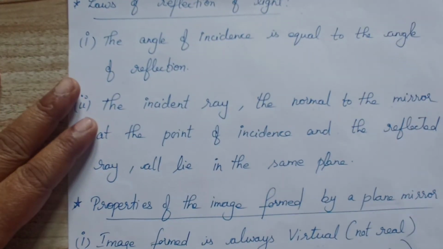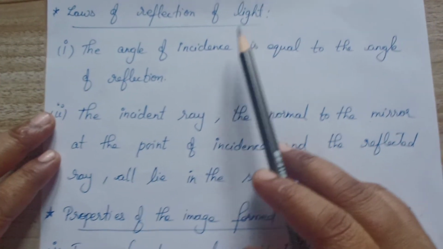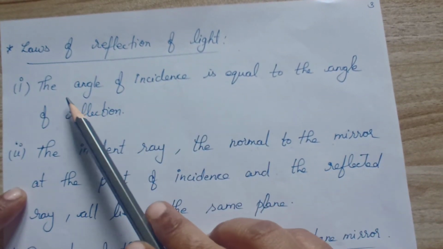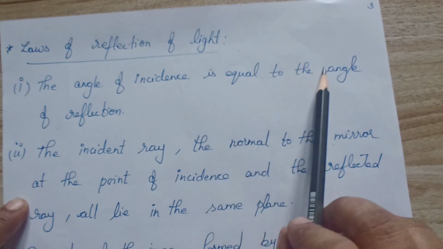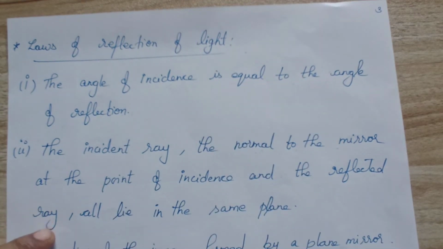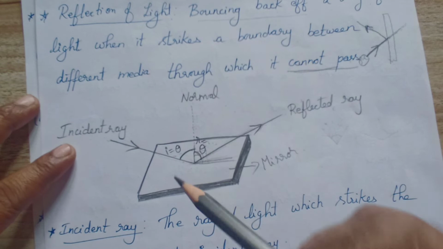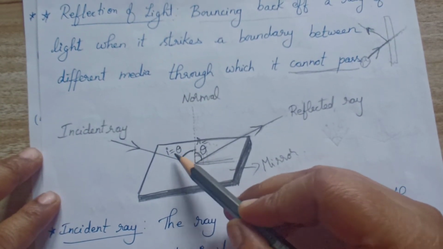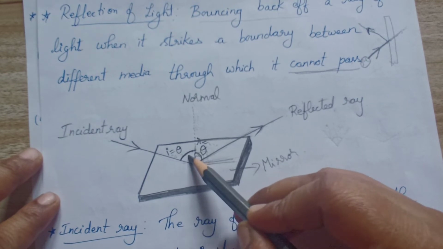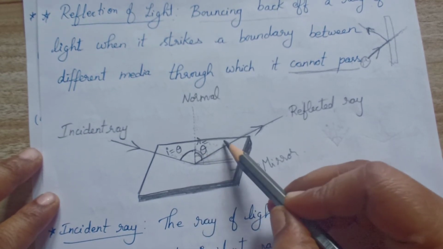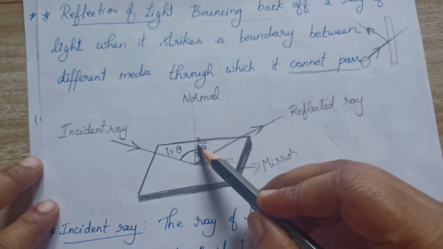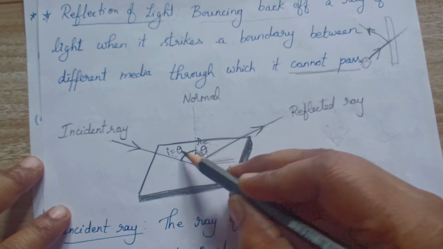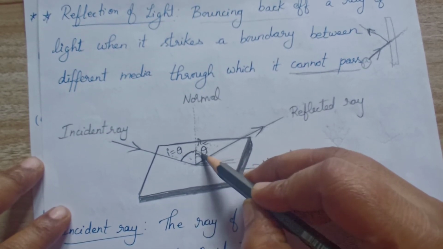We'll see the laws of reflection of light. There are two laws of reflection of light. The first law is the angle of incidence is equal to the angle of reflection. This angle of incidence is denoted by small i. The angle of incidence is always equal to the angle of reflection, which is small r. I have written r equals theta, i equals theta. That means both the angles are the same.